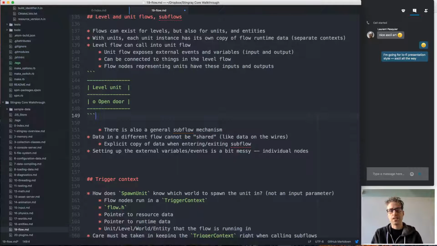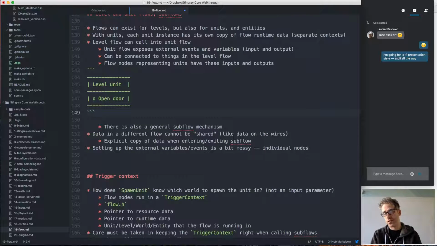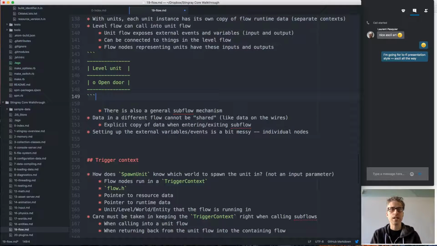So in this way, flow can be extended with specific behaviors for units. You can create suitable events for the kind of behaviors that your unit supports, and then use those events in the greater flow. So this is an abstraction mechanism for flow. There's also a general subflow mechanism, not tied to units, where you can create a freestanding flow with inputs and outputs, and then use that freestanding flow as a single flow node in a level flow or a unit flow. So that's another kind of abstraction mechanism.